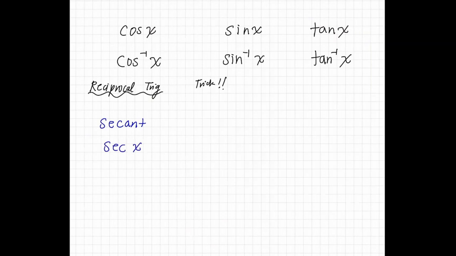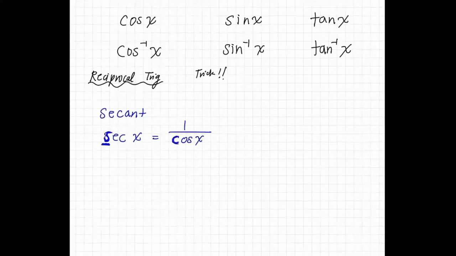Now, secant starts with S, right? So then I think of this as reciprocal of cosine. Secant starts with S, but a trig function that starts with a letter other than S, I'm going to think of it as reciprocal of cosine. Then what about cosecant?